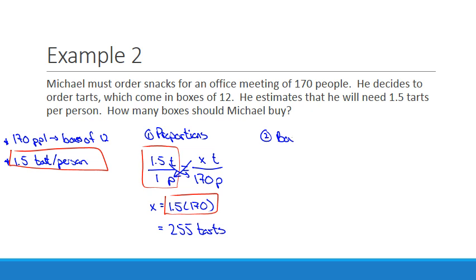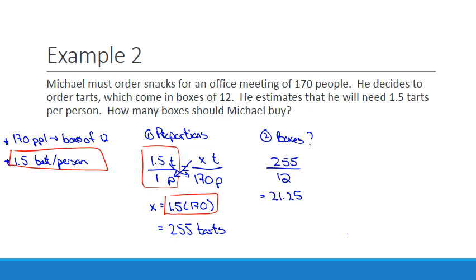So then now, remember, the question is really how many boxes. So, kind of similar to before, we know that there's 12 tarts in a box. So if I divide the 255 by 12, that'll tell me how many boxes I would need. And that works out to 21.25. So can he buy 21.25?